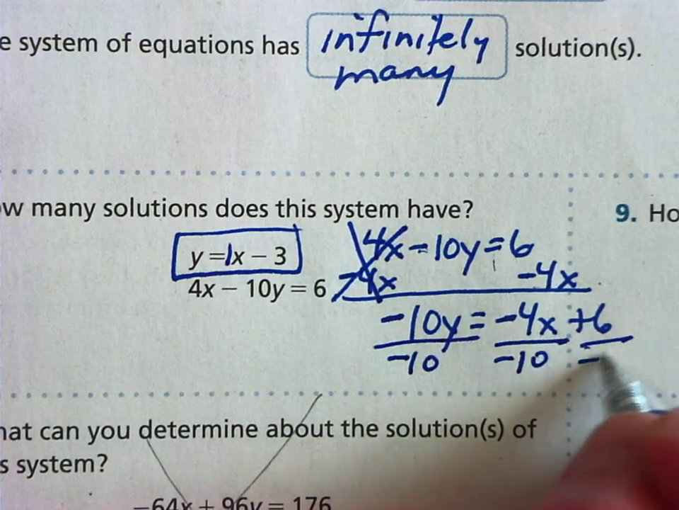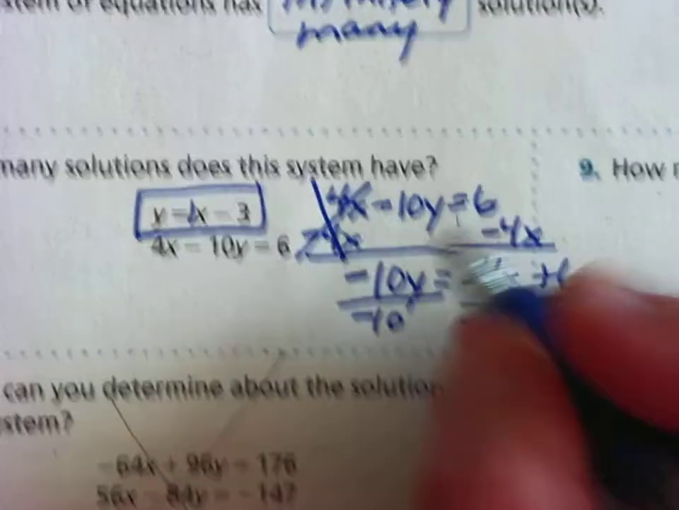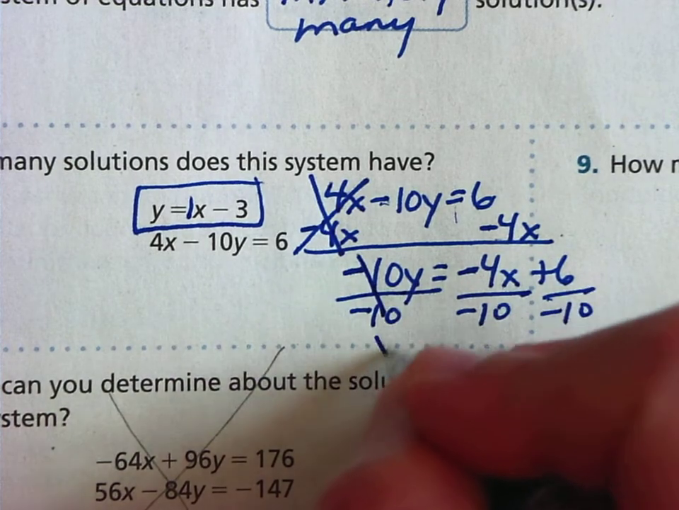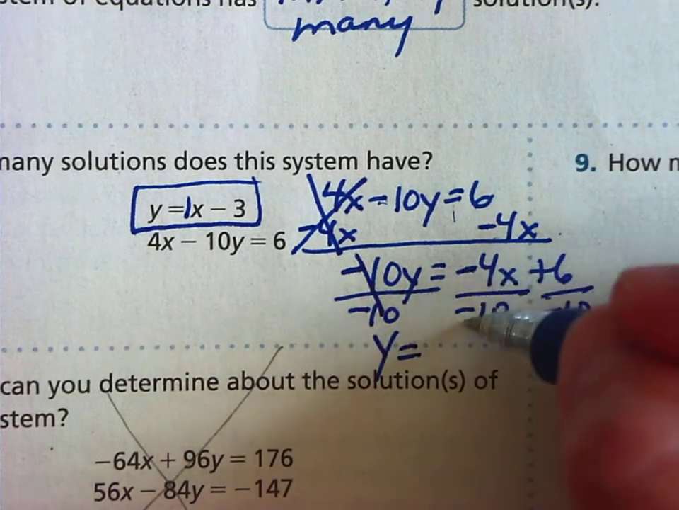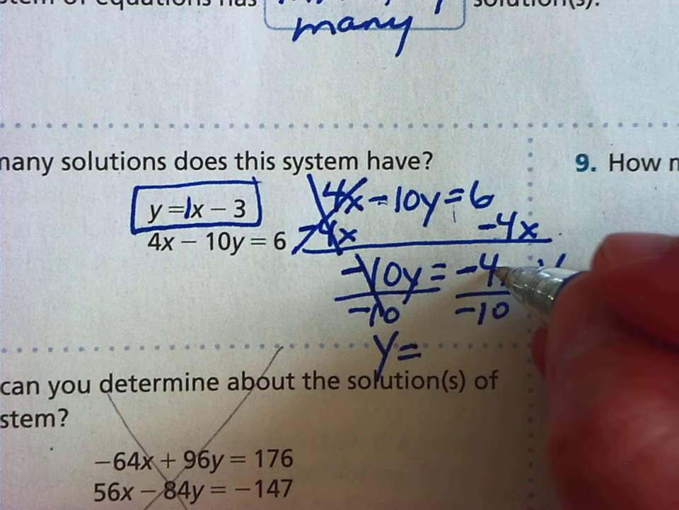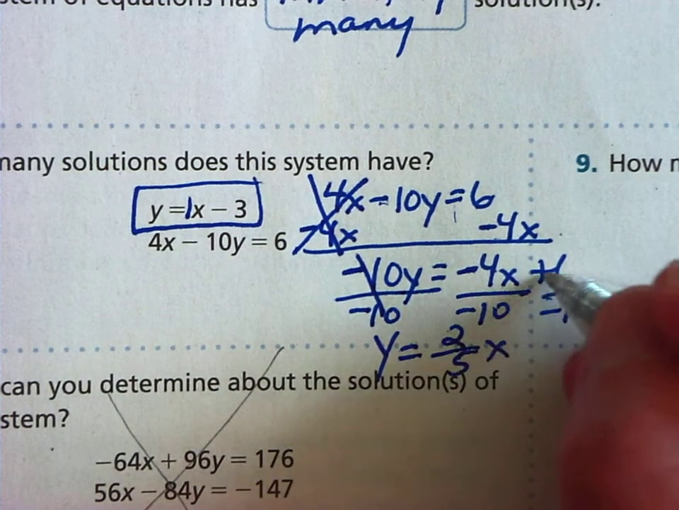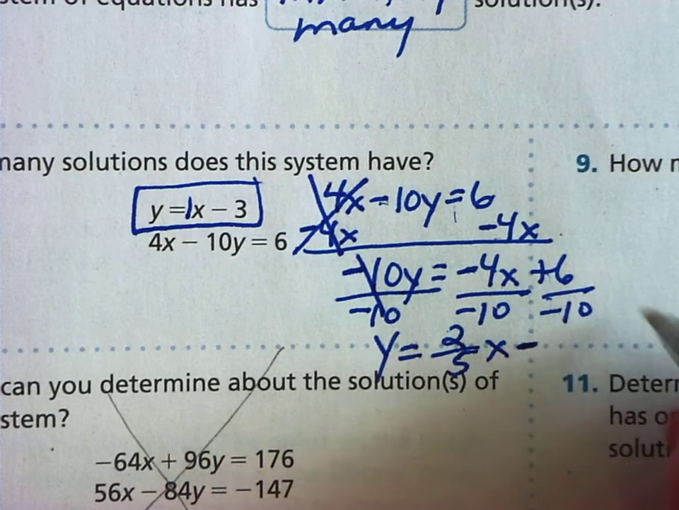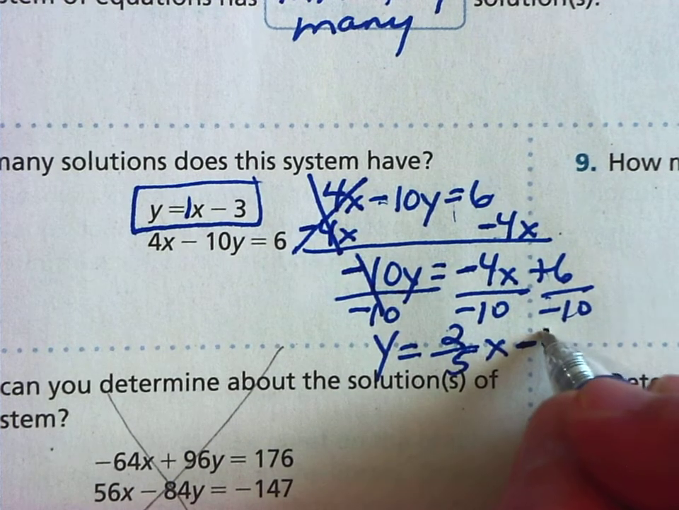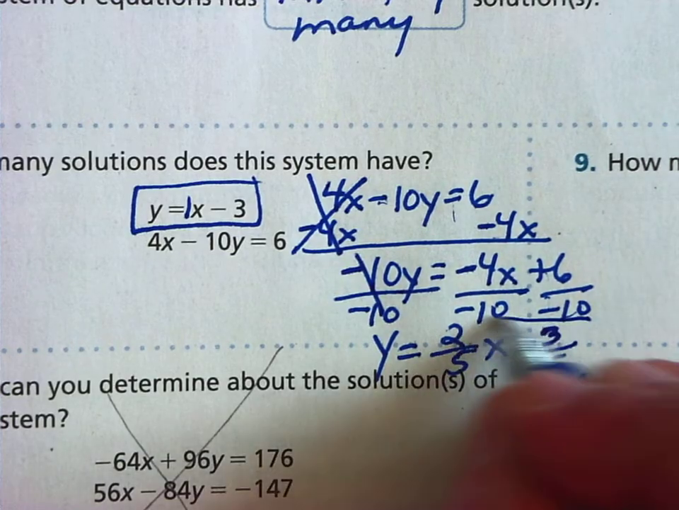So we're dividing everything by negative 10. Negative 10 divided by itself is 1y. So y equals, two negatives equal a positive, and let's reduce this: 4/10 reduces to 2/5 x. And then one negative when you're dividing is a negative, and let's reduce this: 6/10 reduces to 3/5.